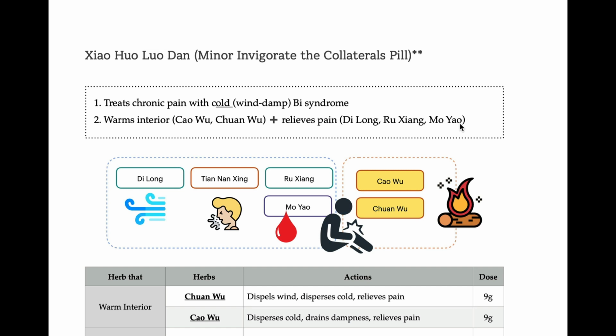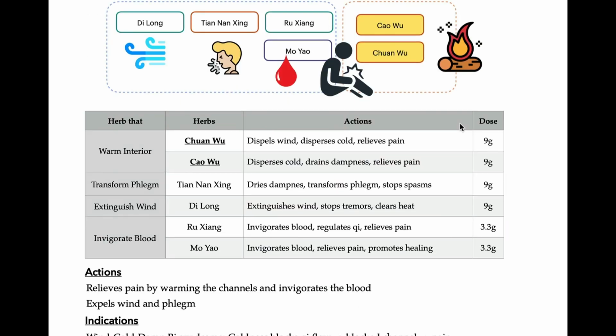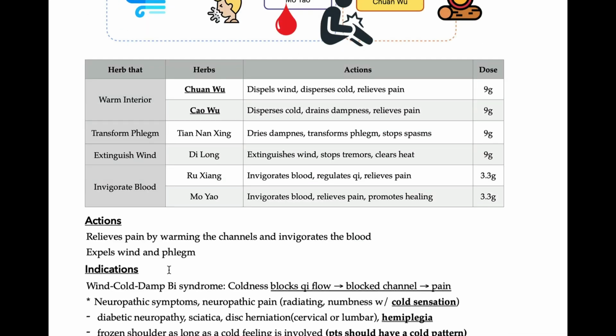Xiaohou and Da Jianzhongtang. And once in a board examination, which formula cannot be used for yang deficiency? Okay, can you tell the difference? So Xiaohou treats joint pain with excess coldness.